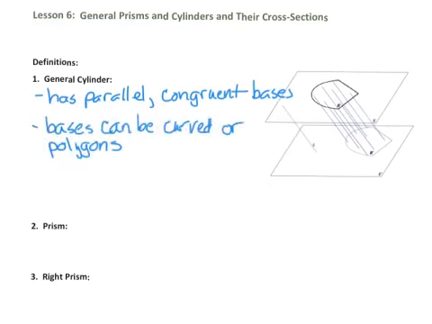So as I just stated, the bases of a cylinder don't have to be circles. They can be curved, or they could also be polygons, and they would still meet the qualification of being a cylinder, which is parallel, congruent bases.